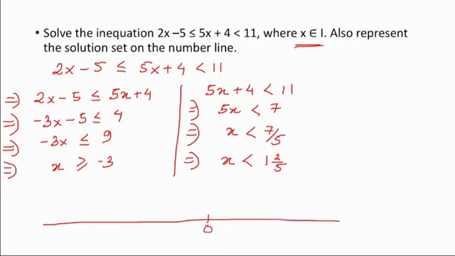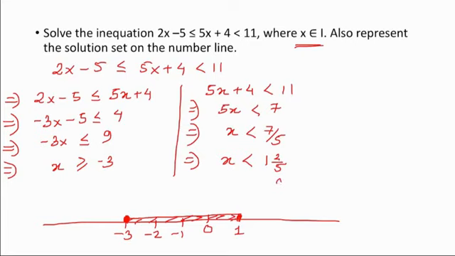If we put it on a number line, let this be 0, minus 1, minus 2, and minus 3 here. So it can equal minus 3, so we'll put a closed circle here. We'll put an arrow on this side, and the value will be up to 1 whole 2 over 5, but since an integer is asked, it can only take values up to 1. So we'll take 1, and here also we'll get a closed circle.